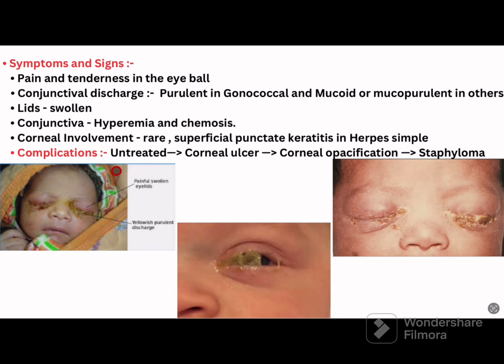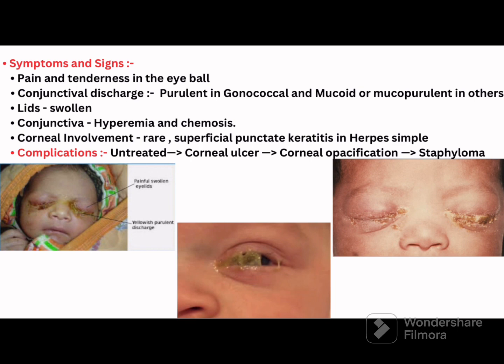Okay. What are the complications? In untreated cases, especially when it is gonococcal ophthalmia neonatorum, it develops corneal ulceration. Now this ulceration perforates rapidly and results in corneal opacification or staphyloma formation. So these are the complications of an untreated gonococcal ophthalmia neonatorum.